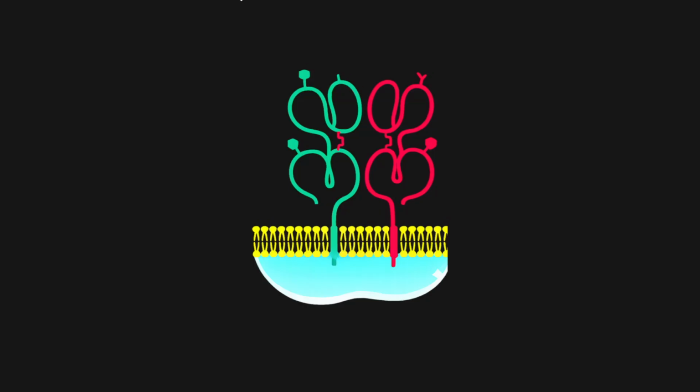Hello everyone. So today we will be understanding MHC class 2 molecule. MHC class 2 molecule is really important when it comes to expressing or presenting peptides, especially extracellular peptides. So we talk about the structure.